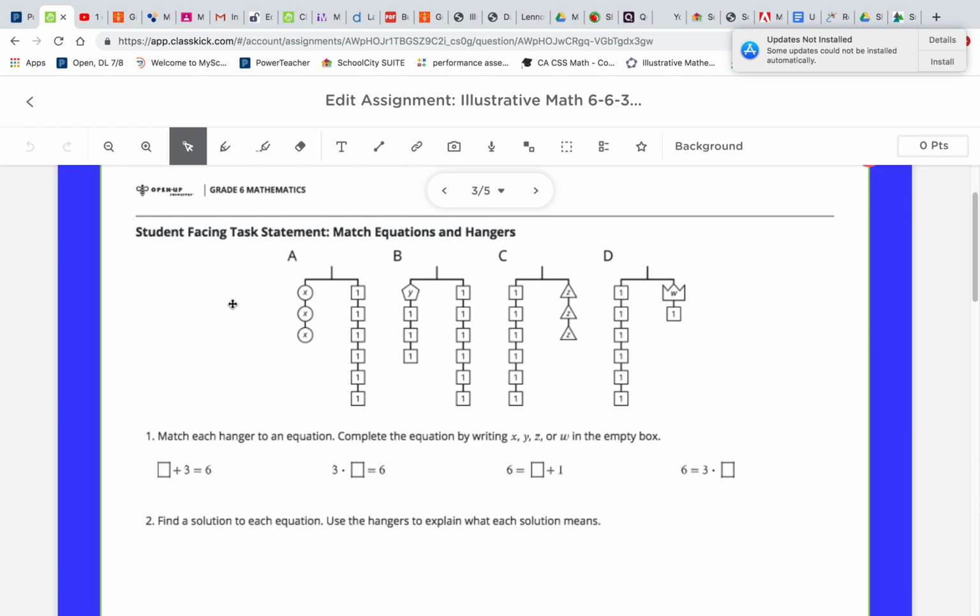Alright, so today we're going to try to match equations and hangers. The way these work, we're going left to right. We're going to look at the left side, describe what we see there, and look at the right side and describe what we see there.